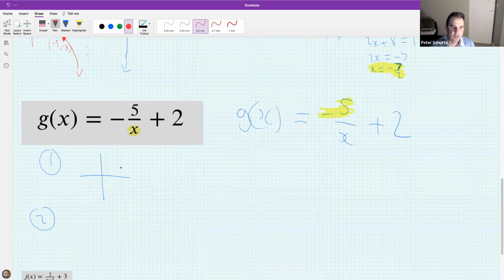Now, what quadrants are we going to be in? We're actually going to be in this quadrant and this quadrant because the a value is negative. And then here, the horizontal asymptote is y is 2, and the vertical asymptote is x is 0.